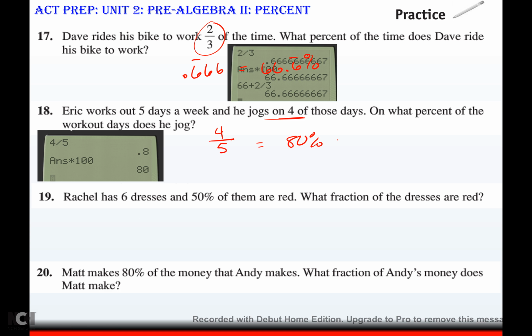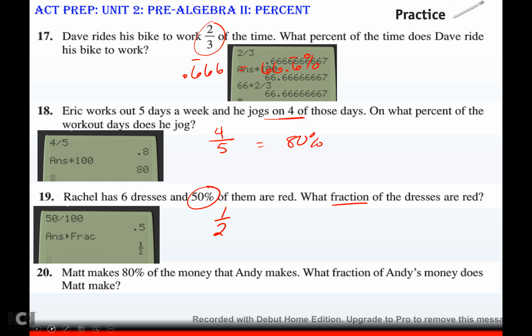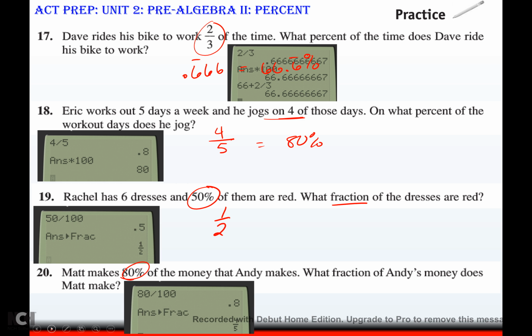Rachel has 6 dresses and 50% of them are red. What fraction of the dresses are red? Well, they're telling you to take 50% and turn it into a fraction, which you should be able to do in your head. That's half. Matt makes 80% of the money that Andy makes. What fraction of Andy's money does Matt make? 80% as a decimal would be 0.8. Math, Enter would be 4/5.